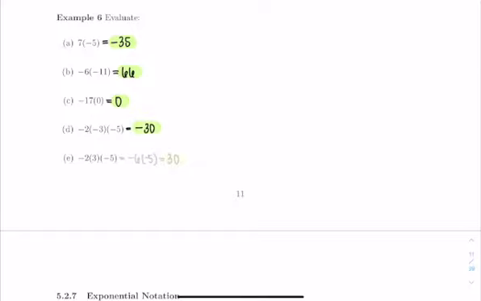And negative 2 times 3 times negative 5. We have 2 negative factors, which is an even number, so that's going to give me a positive, and positive times positive is positive. So let's go ahead and just multiply the first two. Negative 2 times 3 gives me negative 6 times negative 5, and that's going to give me positive 30.